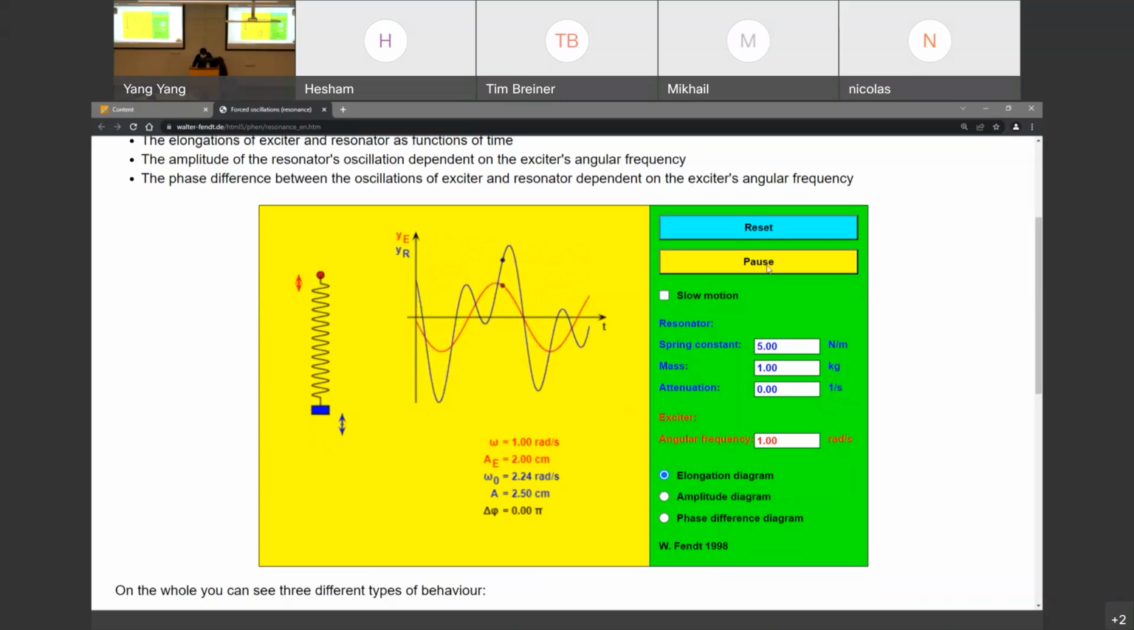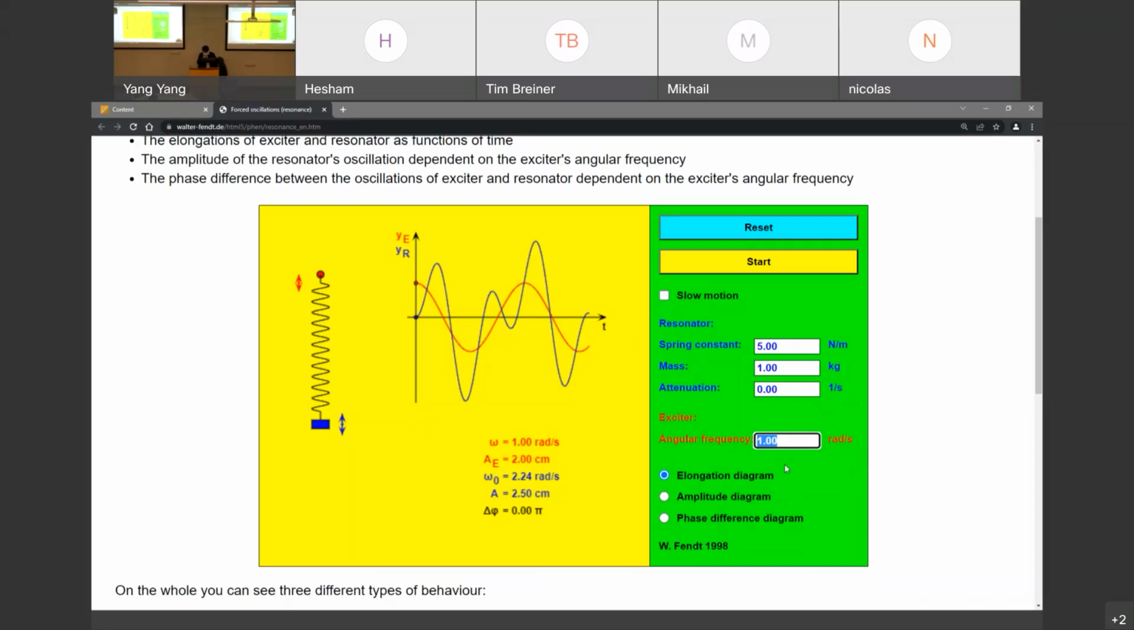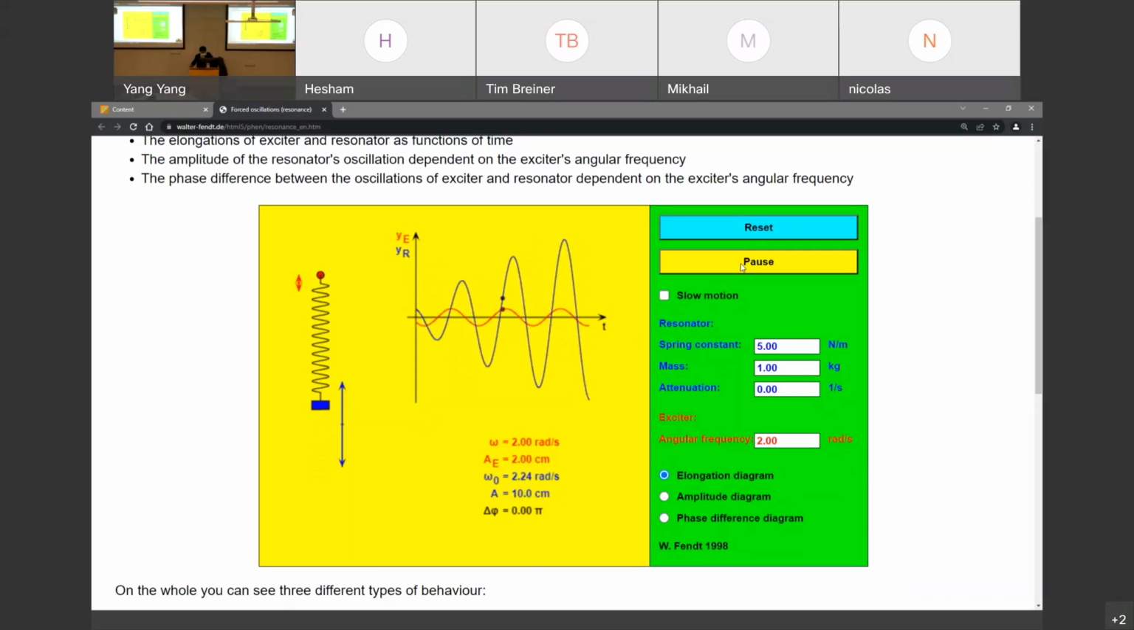Any questions here? Okay. How about we change the angular frequency for the exciter? What number would you like to use over here? We increase that. Okay, 10. How about we change it to 2 first? Not that much, change it to 2. Let's see. You see the difference in the responses?